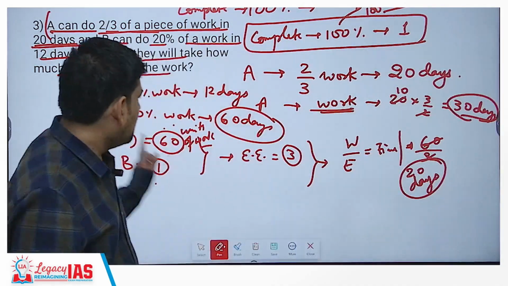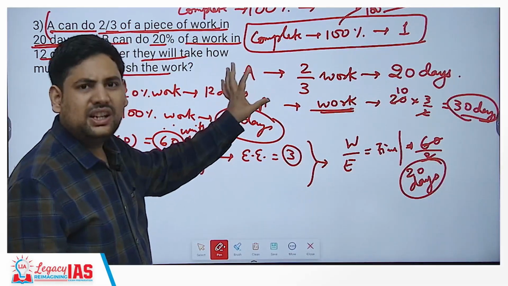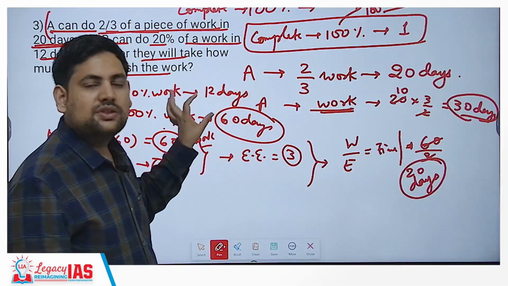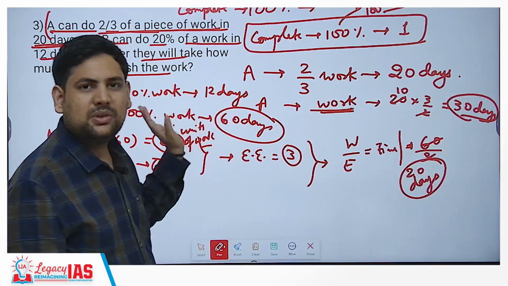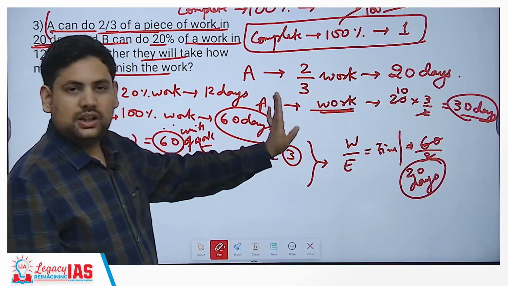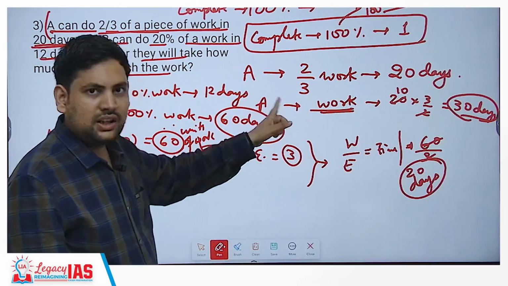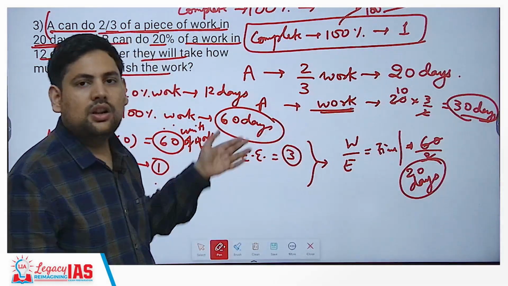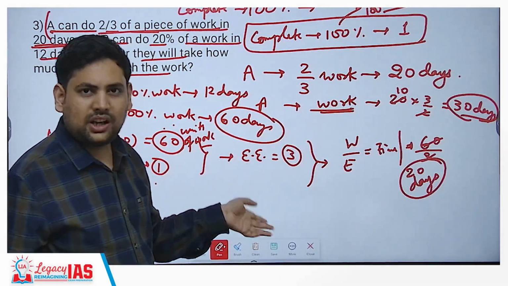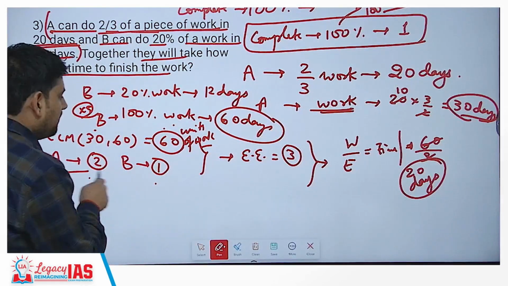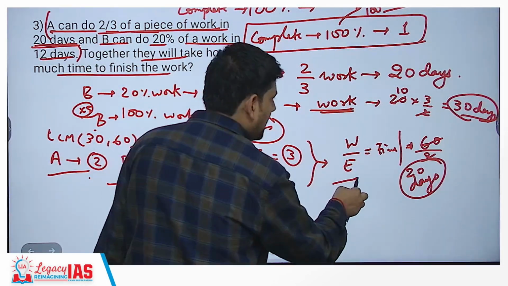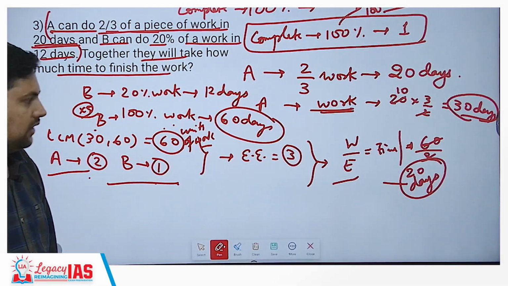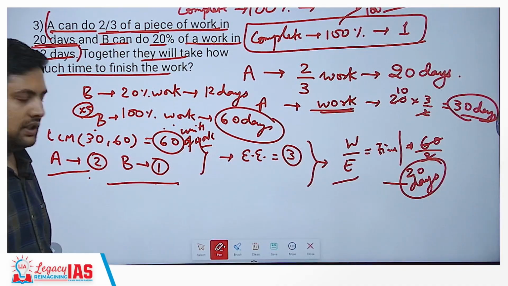That is how you have to do it. First thing, just convert. If 2 by 3 or 1 by 4, something in fraction is given, convert it into 1. If something in percentage is given, 20%, 30%, 40%, convert it into 100%. Then you get the amount of time they will take to complete the entire work. Once you get the time taken for the entire work, the process is the same: LCM, efficiency, work divided by effective efficiency gives you the time. That's it. Now, let's do another question like this.